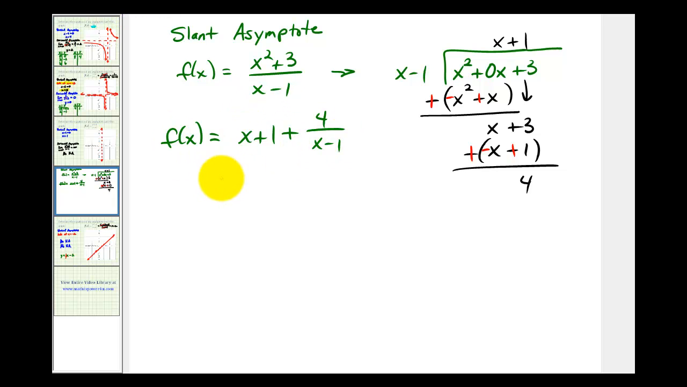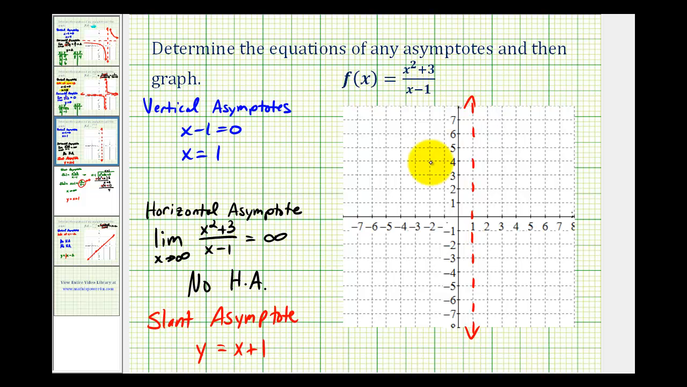Now looking at this function, notice as x approaches positive infinity, this quotient here is approaching 0, which means the function will be approaching the line y equals x plus 1. So our slant asymptote is the line y equals x plus 1. Let's go ahead and graph this on our coordinate plane. So we have a y-intercept of positive 1, and we also have a slope of 1, or 1 over 1. So we'll go up 1, right 1, up 1, right 1, and our slant asymptote is going to pass through these points. So it might look something like this.